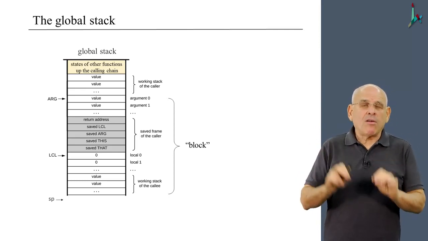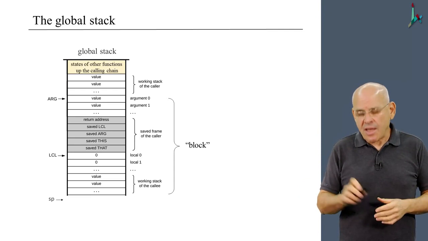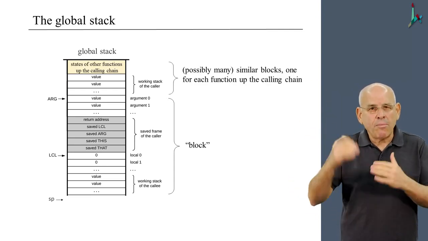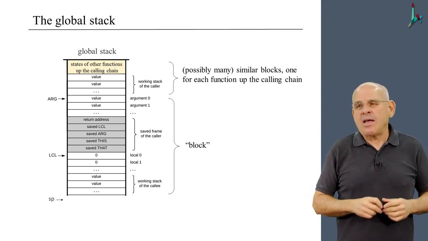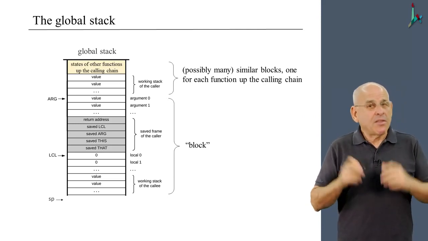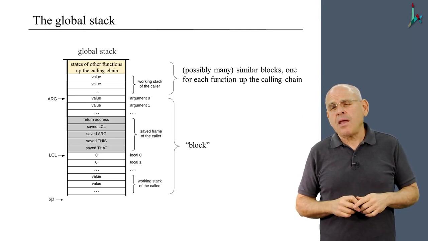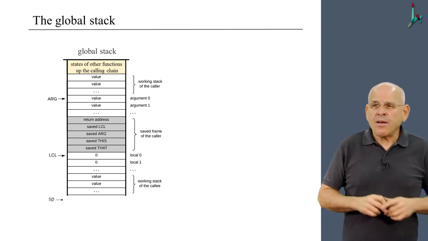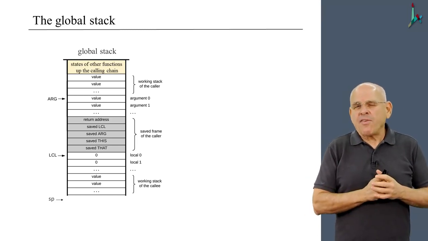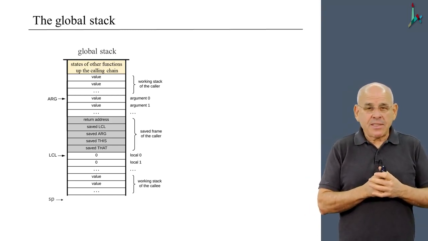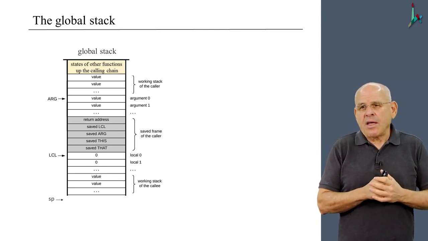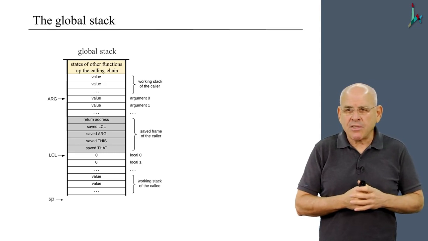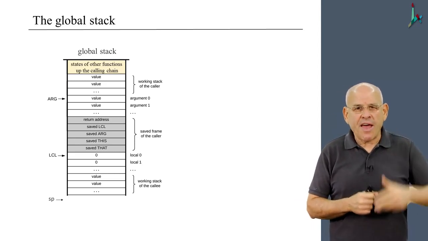So this is the block of the currently running function, and the global stack contains many more such blocks. One block for every function up the calling chain. So that's the global stack. And before we go on, actually 2 more comments. First of all, notice that the saved frame of the caller contains only 4 memory segments, right? Local, argument, this and that.